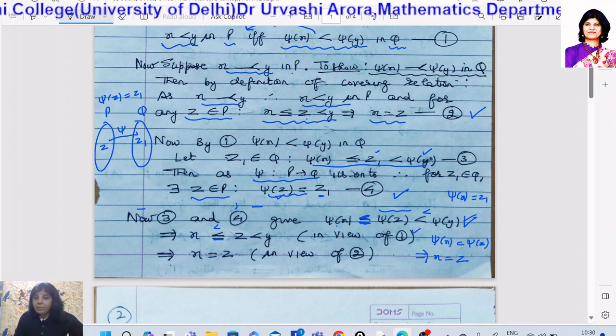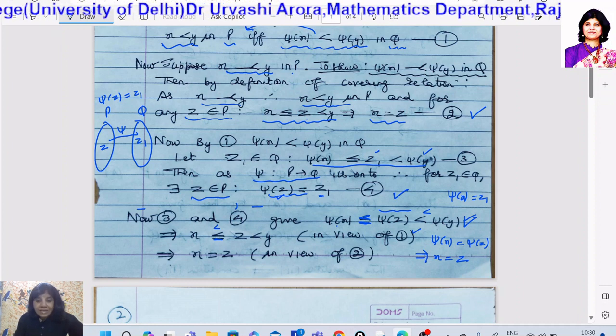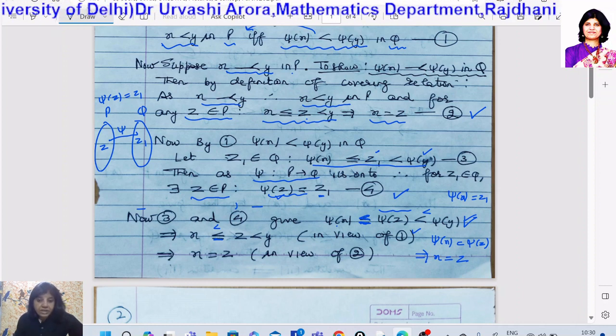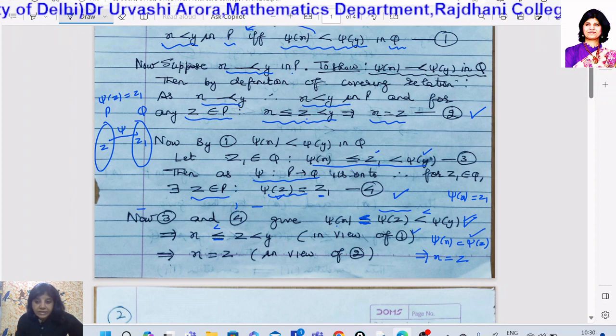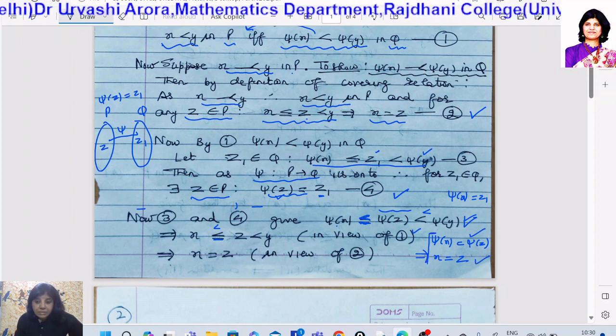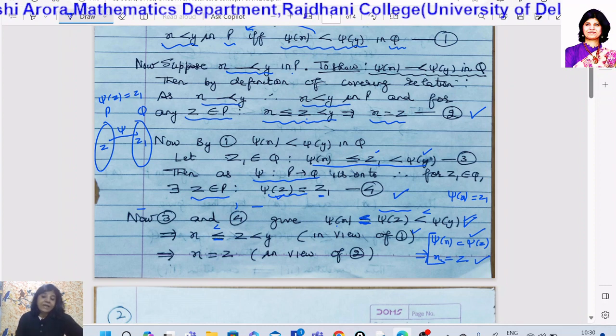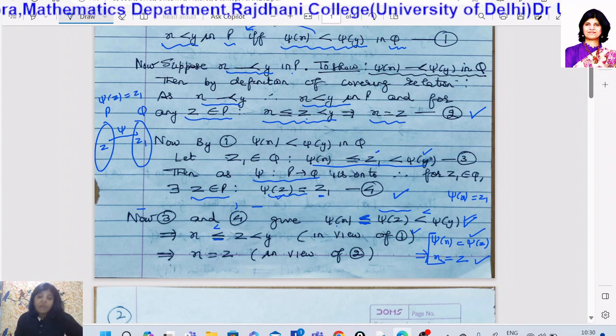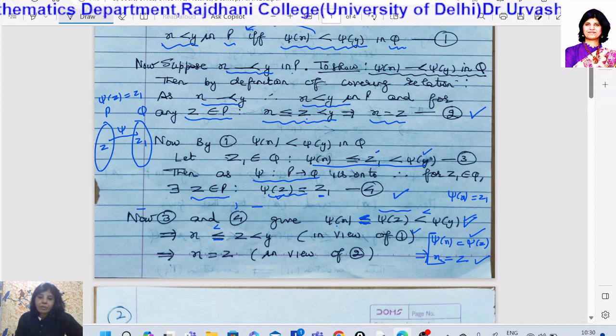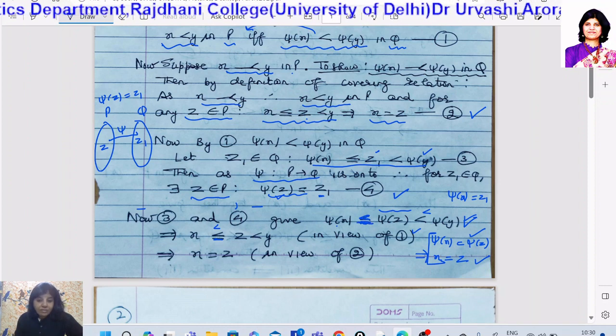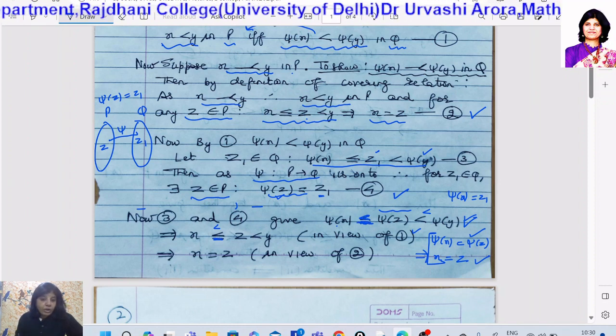Firstly, the strict part is in view of 1, and the equal to sign in both the cases, that psi x is equal to psi z implies x is equal to z, this equality part comes because of the reason that psi is a bijection. So it is a 1-1 map. Because psi is a 1-1 map, if there is equality over here, there will be equality over here.